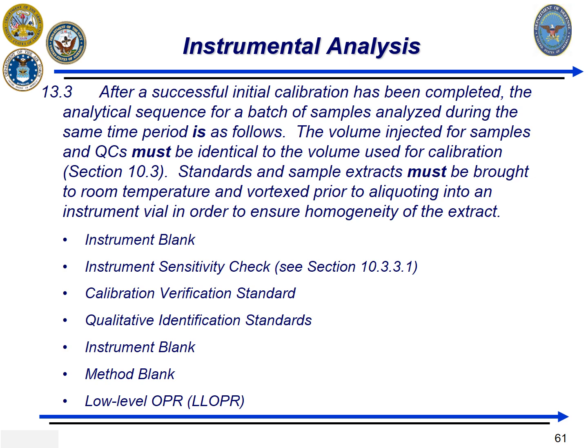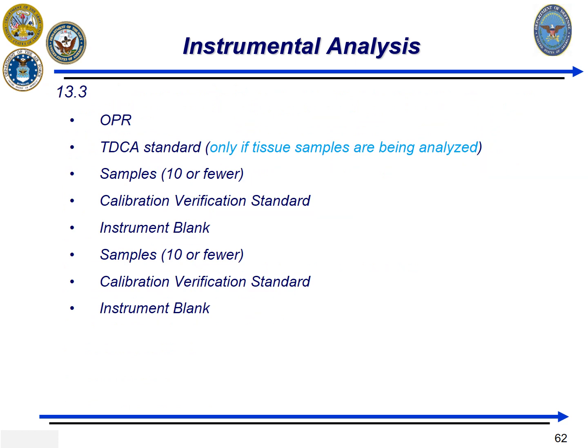So your sample sequence goes instrument blank, instrument sensitivity check, instrument calibration verification standard, so that's CV or CCV, your qualitative identification standards, instrument blank, method blank, low-level OPR, and OPR, biosalt standard. It did originally say TDCA standard, but as you know, the errata sheet has changed that to biosalt standard. In parentheses, it has if only tissue samples are being analyzed. We know that that's different for the DoD QSM requirements, so that's in blue.